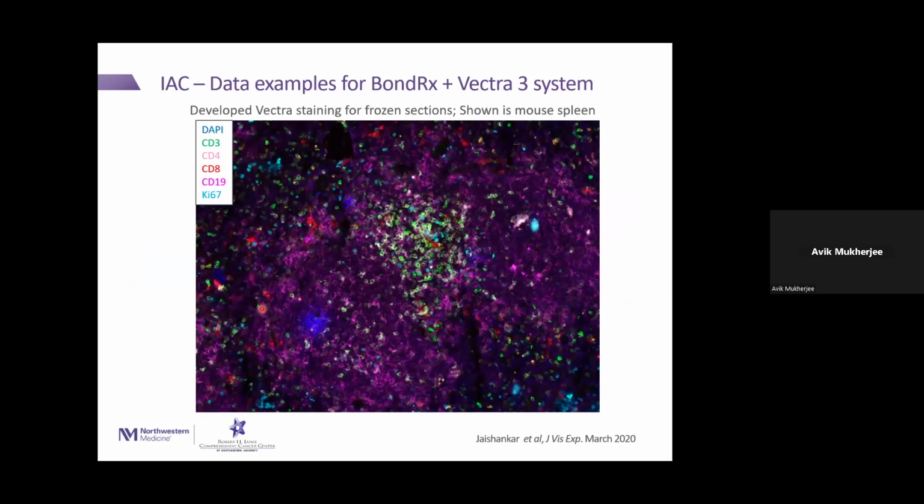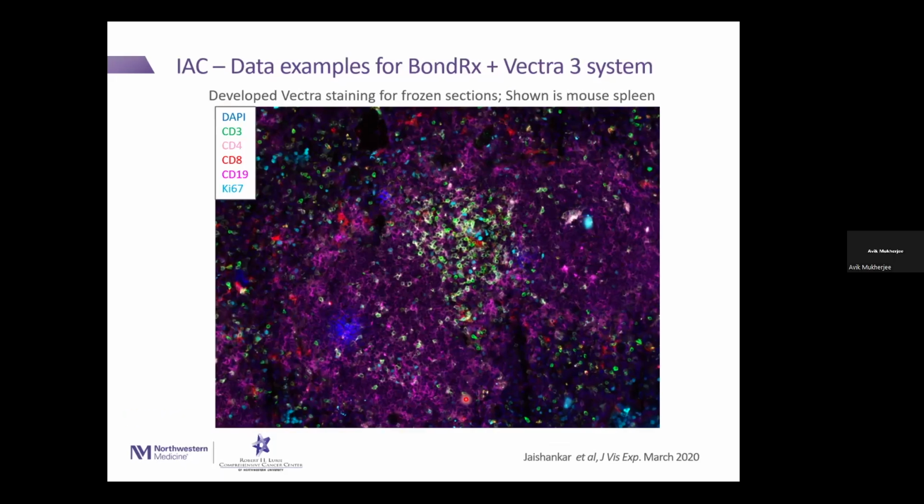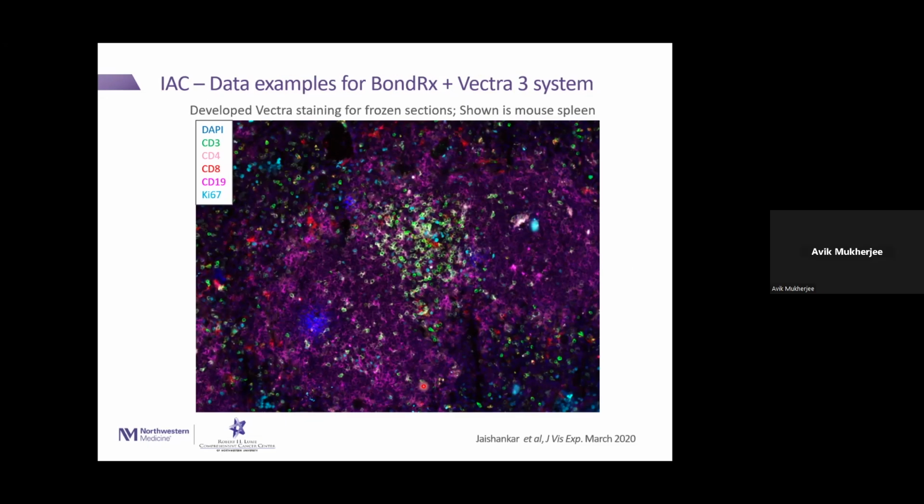This is the first example that I want to show you from the lower plex platform. This is a 6-marker panel that was developed in the core, and this is not Opal-based. Sorry to say, this used fluorescent conjugated antibodies, but we developed this for mouse frozen sections, for a mouse spleen, and you can see we have stained it for CD3, CD4, CD8, CD19, and Ki67 for proliferation. This is just to show you how it can be adapted for multiplex fluorescent imaging techniques and not necessarily Opal dyes. But Opal dyes and tyramide signal amplification have their own advantages, so we can talk about it if you want to.